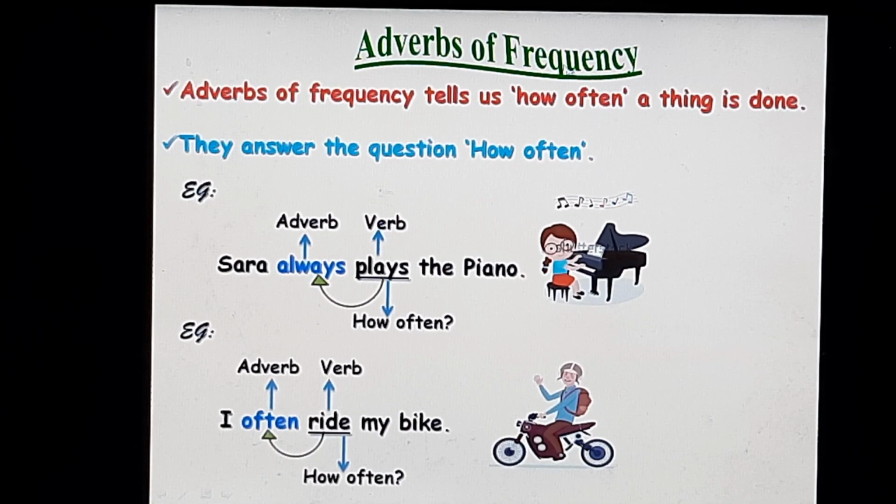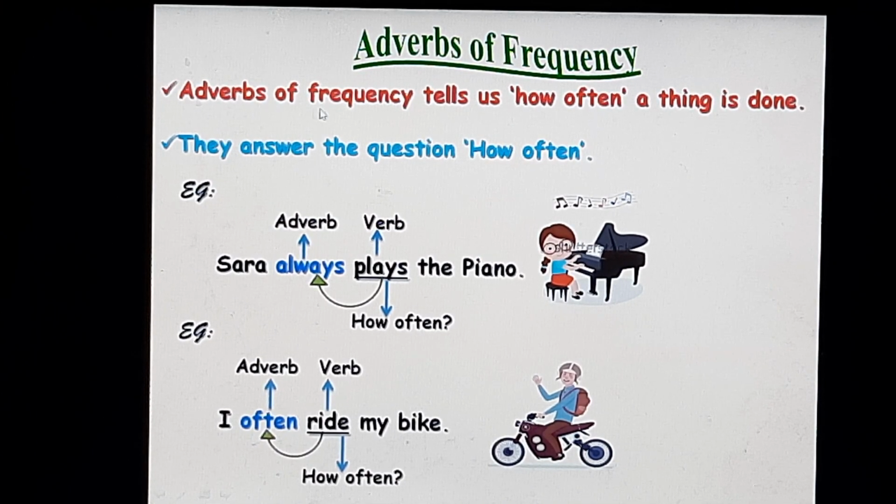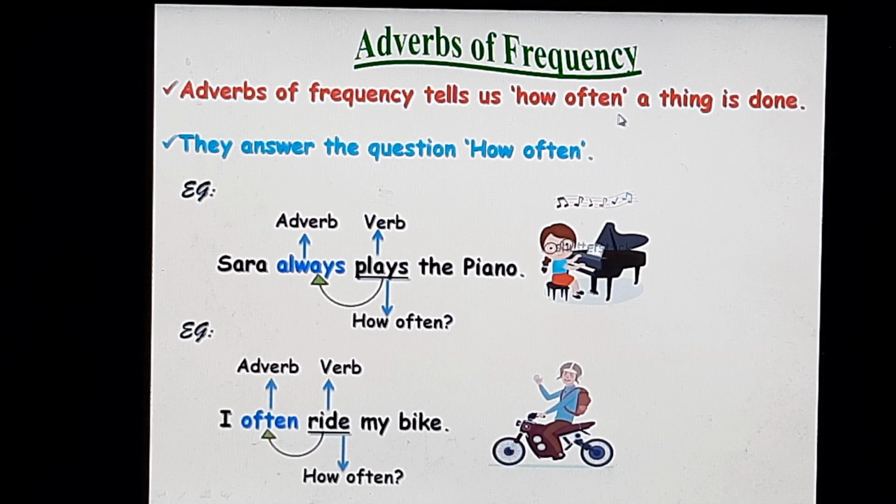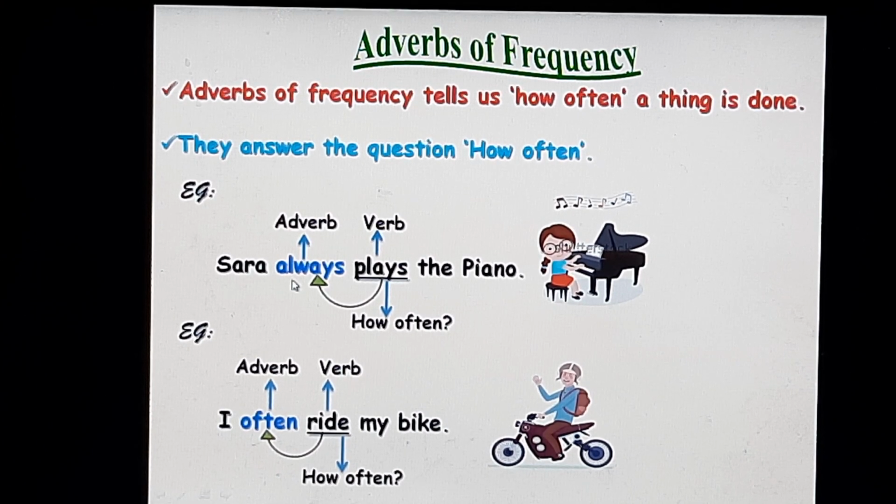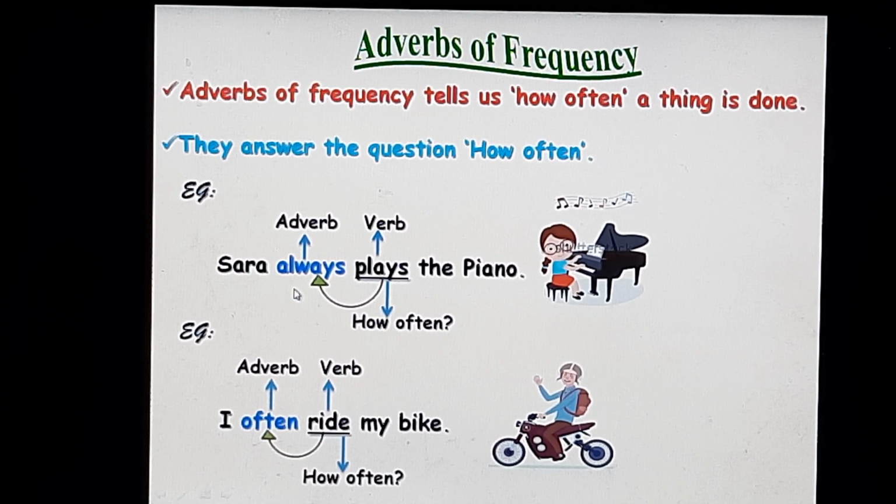Now let's learn about adverbs of frequency. Adverbs of frequency tell us how often a thing is done. Now how often means how many times. They answer the question how often. Example: Sarah always plays the piano. Plays the piano how often? Always. So always is adverb of frequency modifying the verb plays. We must also note that this adverb comes before the verb.